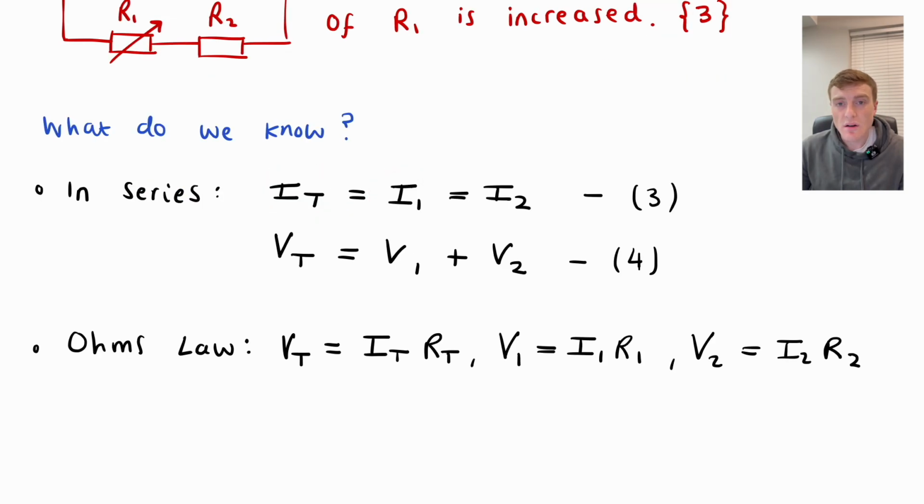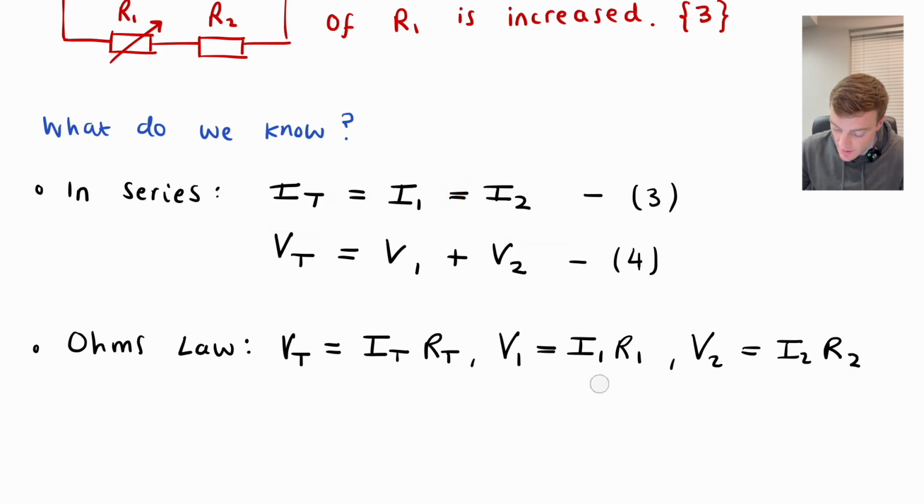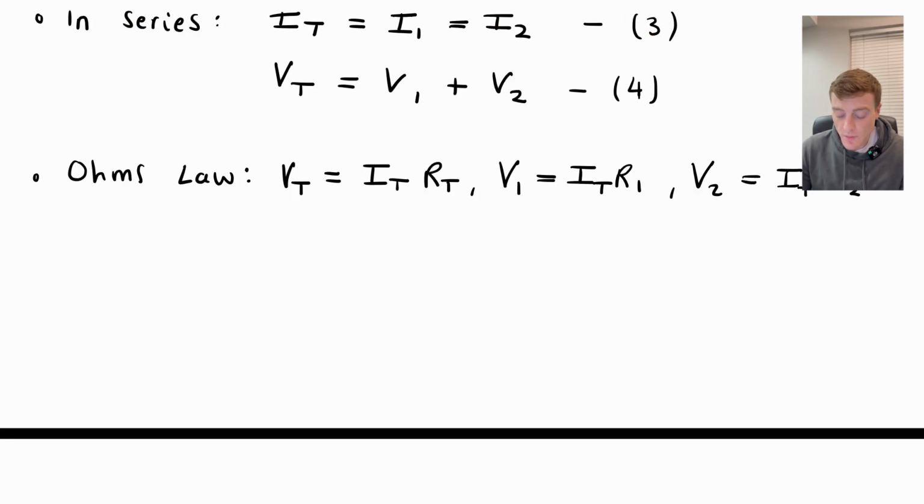We've just said that current is the same in a series circuit, which means IT is the same as I1 is the same as I2. So let's go around now and change this to IT. So V1 equals IT R1, V2 equals IT R2. That's going to come in handy later on. Now I'm going to go into step 1 of my recipe.